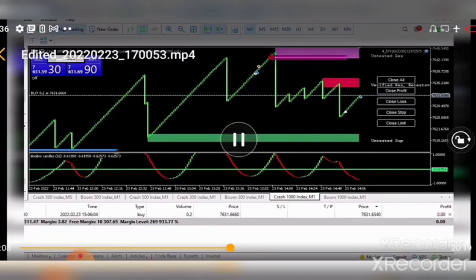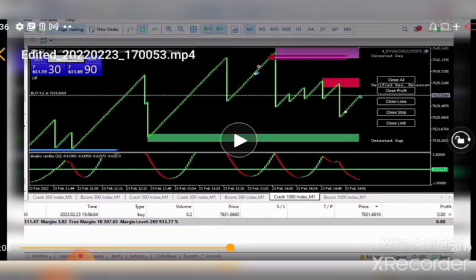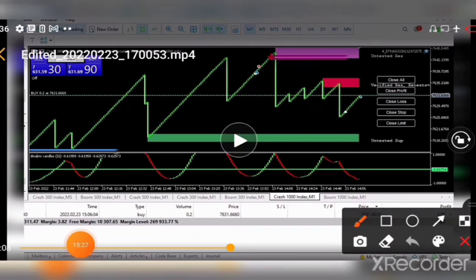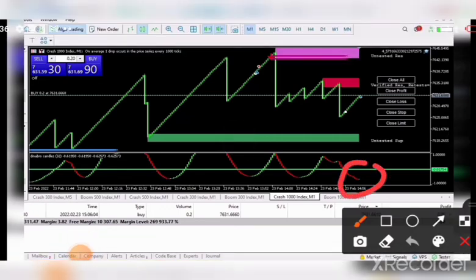Okay, let me pause this and explain something. You see this condition here that was met, because all the while it was red, then at the tip there you see a green, a confirmation that you can now enter a buy. But if you look at this place too, there's a condition for one small green there.